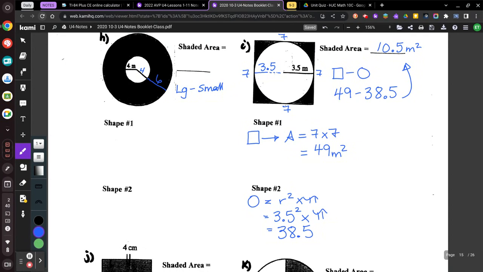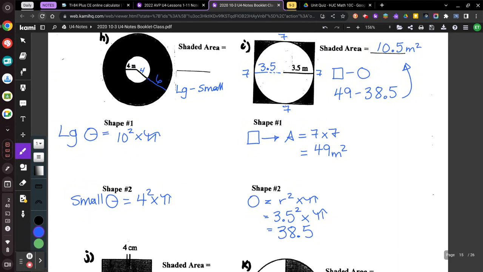I'll get you started on these ones. Area of the large circle, radius 10 squared times pi. Small circle is 4 squared times pi. You would get those answers and subtract. Any questions on those so far?